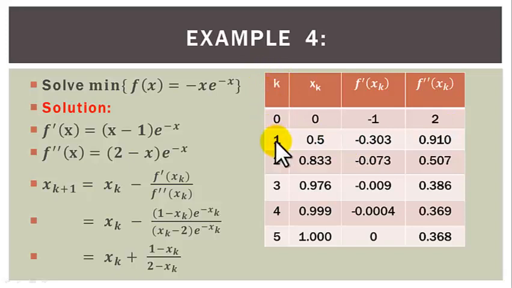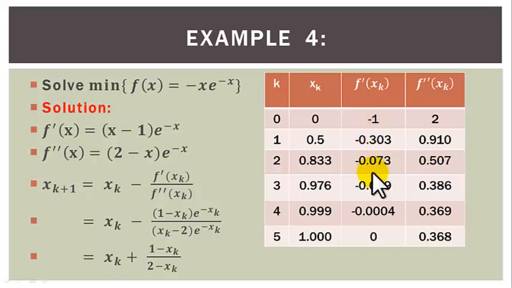Now if we put k equal to 1, that will give us x2 equal to x1 plus (1 minus x1) over (2 minus x1). Remember, this is our x1, 0.5, plus (1 minus 0.5), which is 0.5, divided by 2 minus 0.5, which is 1.5. When you work this out, that will give us 0.833. f prime x1 will give us this. f prime prime x1 will give us this. Similarly, f prime x2 and f prime prime x2 will give us these.